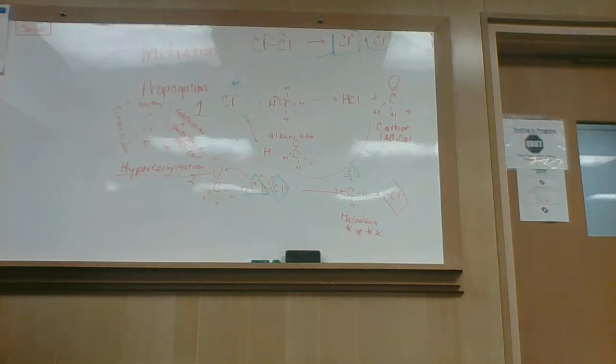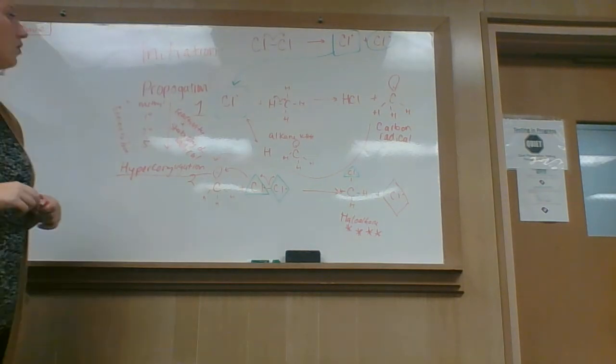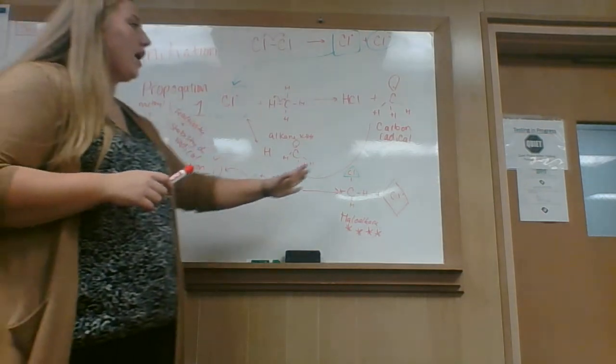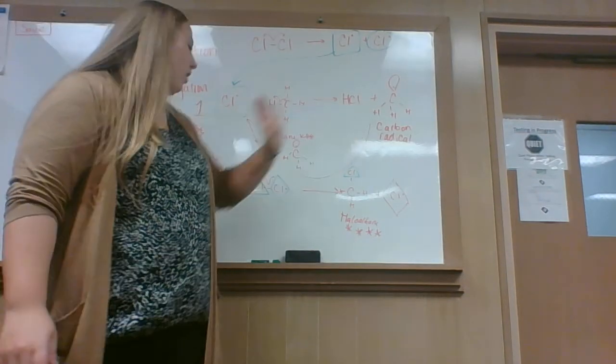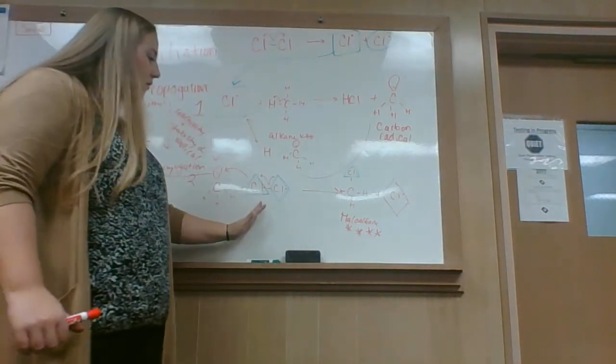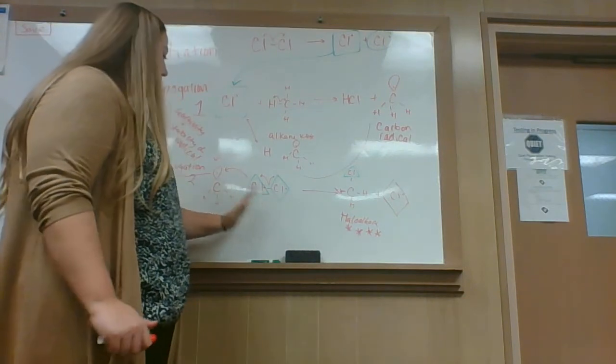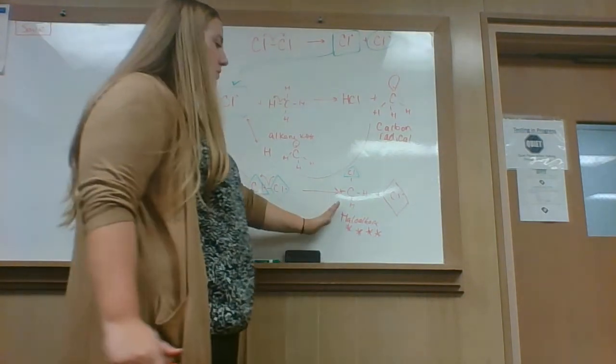Can we go over prop 2 again? Sure, yes. No problem. Prop 2. So we have a carbon radical made from prop 1. That's going to react with a chlorine molecule, which makes 2 radicals, one of which is going to react with the carbon radical to make a haloalkane.